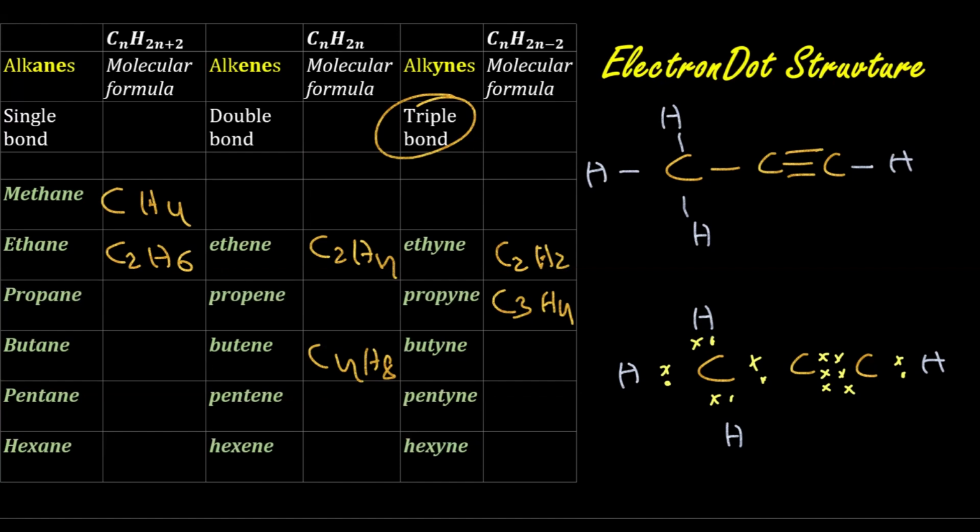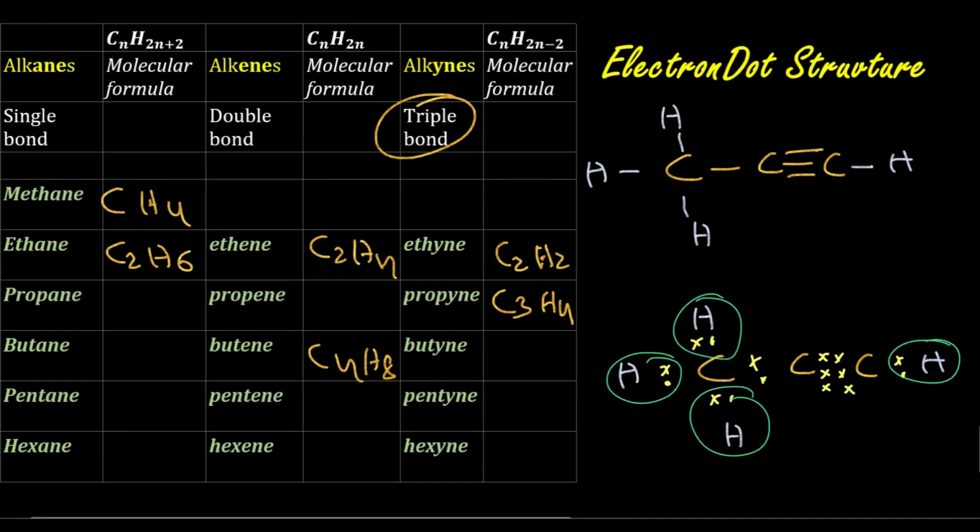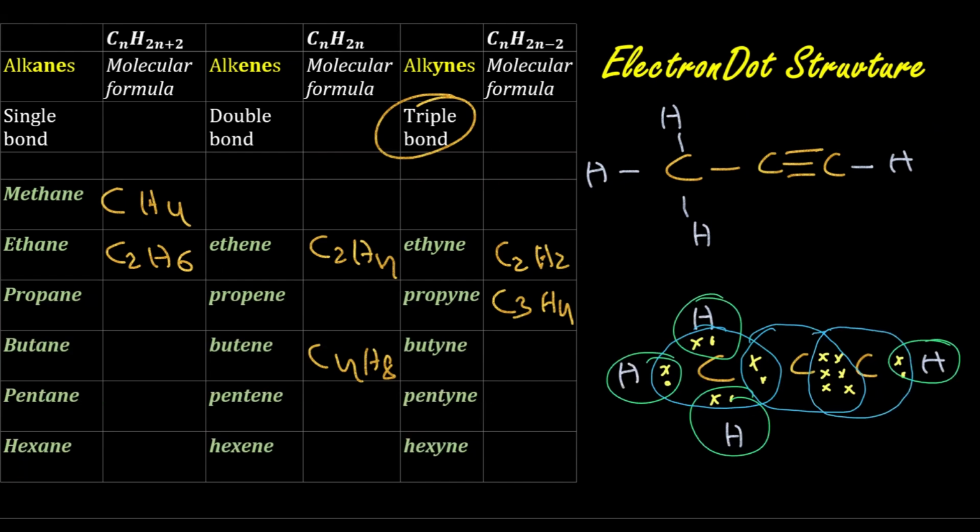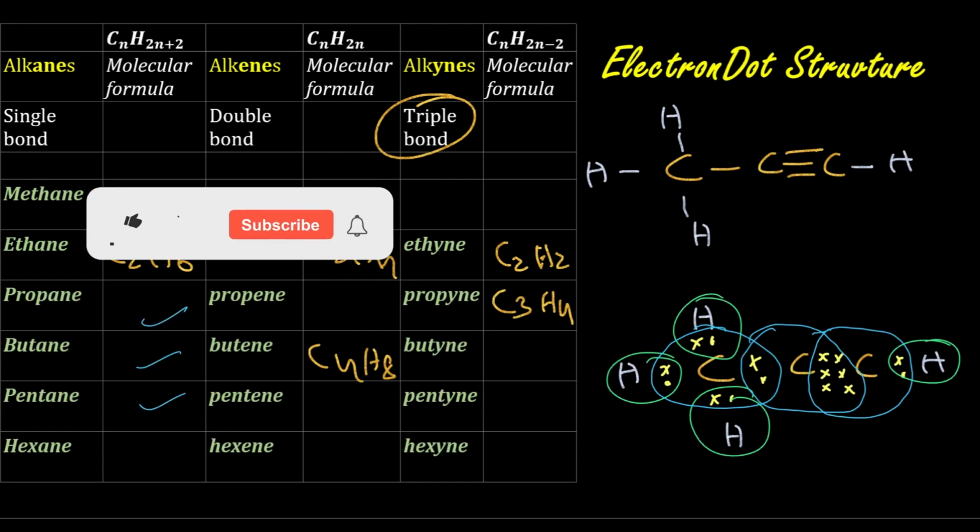Now this hydrogen has 2 electrons, 2 electrons, 2 electrons, 2 electrons. This carbon has 2 plus 2, 4, 4 plus 2, 8. The other carbon has 2 plus 6, that is 8. And the last carbon has 6 plus 2, 8. And that's how this is placed. Similarly, you can practice these diagrams.